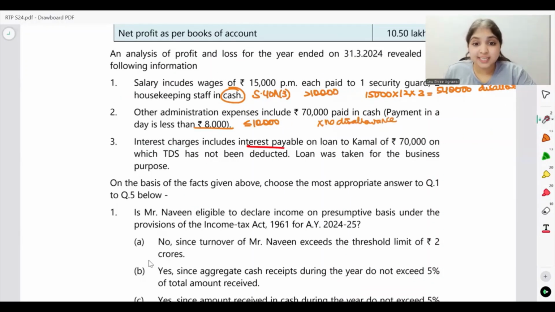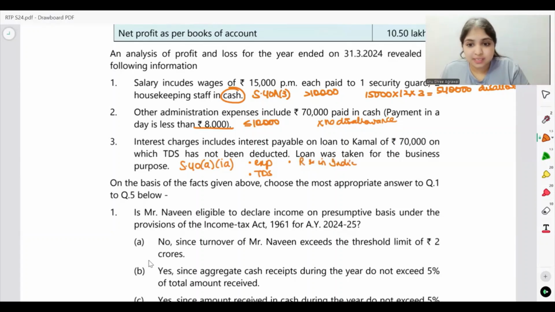Interest charges include interest payable on loan to Kamal 70,000 rupees. TDS has not been deducted. Loan was taken for business purpose. So this is nothing but again section 40(a)(ia), guys. The section which says that if you are incurring any expense, it can also be salary expense, any expense, and TDS is applicable on that particular expense, all right? And also, who is the other party? The other party is a resident and you are making the payment in India. All right, if all these 3 conditions are fulfilled, then you have 2 responsibilities.